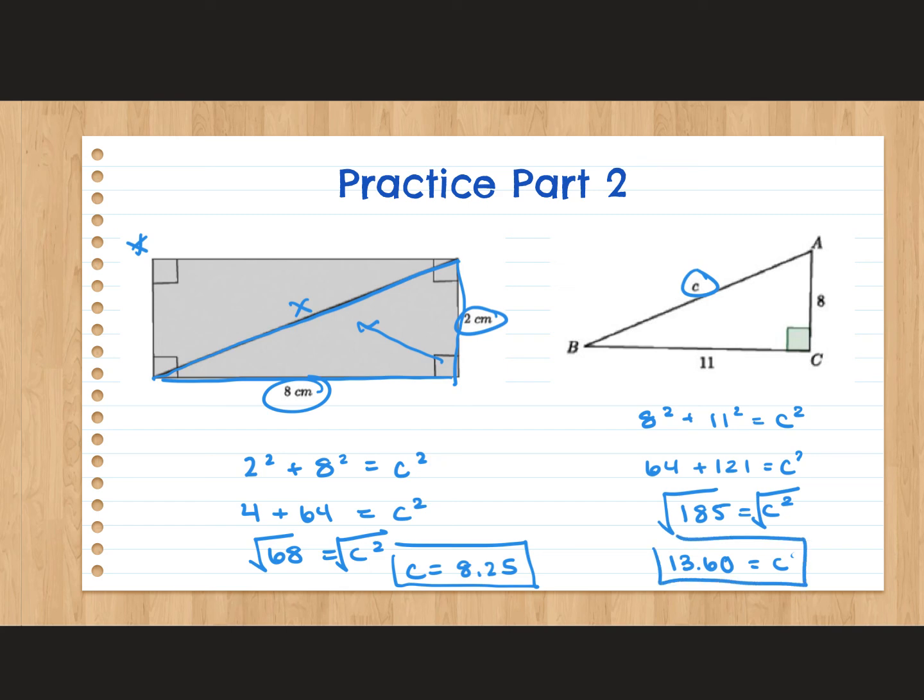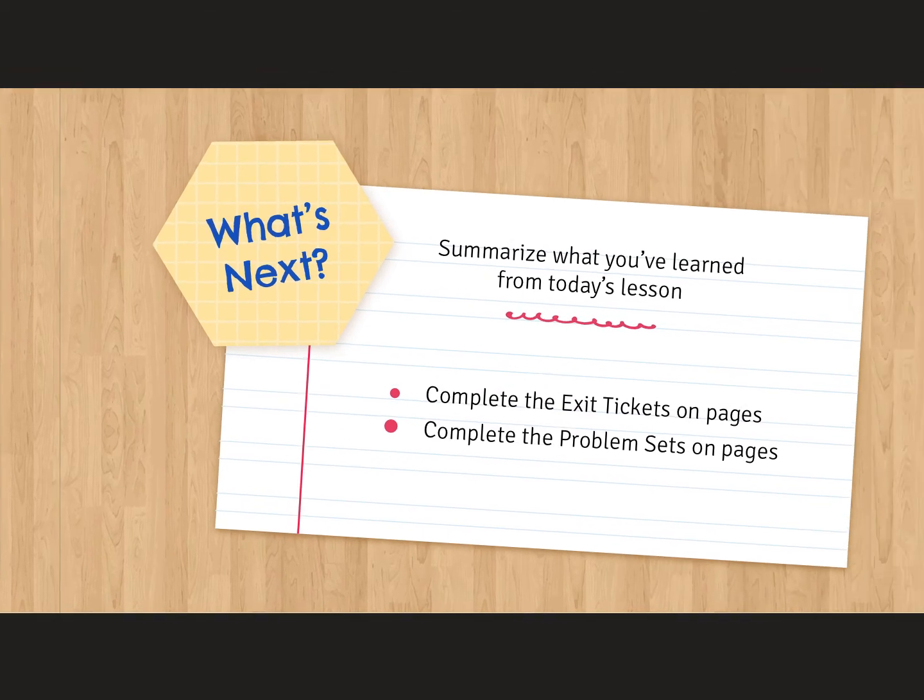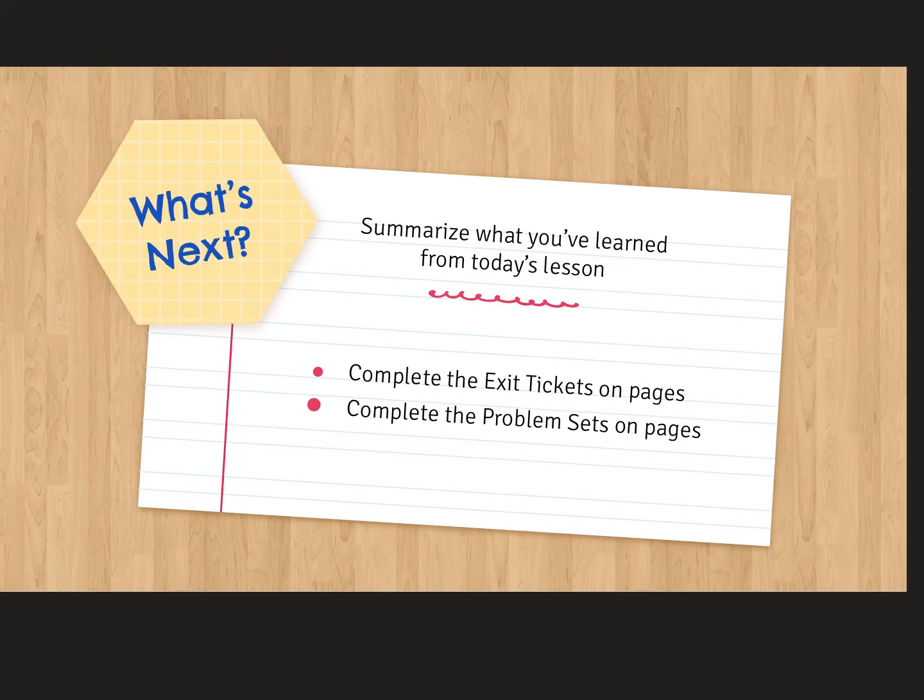All right, so now that we've practiced this, the next step is you're going to summarize what you've learned from today's lesson. You're going to complete your exit tickets. I don't have your book, so make sure that you pay attention on the agenda or on Google Classroom to what pages your exit tickets and the problem set are on, because I do not have a textbook right now. So if you would go ahead and summarize what you've learned from today's lesson.